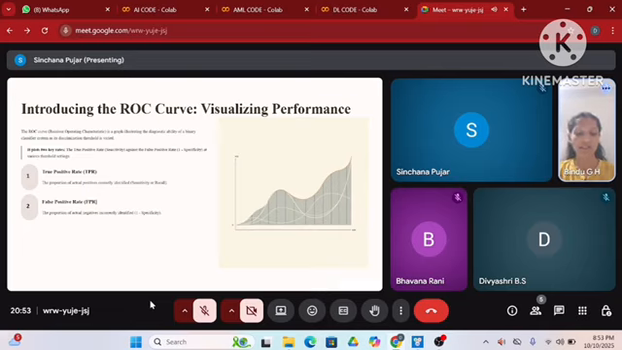Coming to next, false positive rate, FPR, calculated as one minus specificity. FPR is equal to false positive divided by false positive plus true negative. The ROC curve is drawn by plotting TPR on the y-axis against the FPR on the x-axis at different classification thresholds.